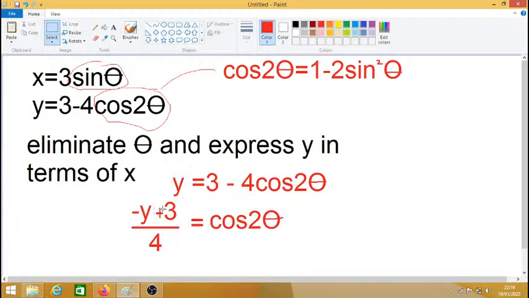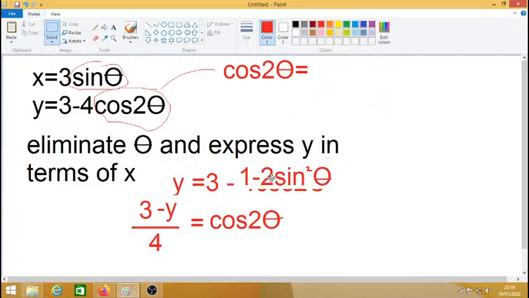Okay, so this minus y plus 3, it's probably easier to put that the other way. So the 3 can go first, 3 minus y. It's just a little bit nicer to look at and read. The other one was correct as well. Good, so now I've got cos 2 theta on its own, so that means I can replace that. Anything which is cos 2 theta can be replaced by 1 minus 2 sine squared theta.